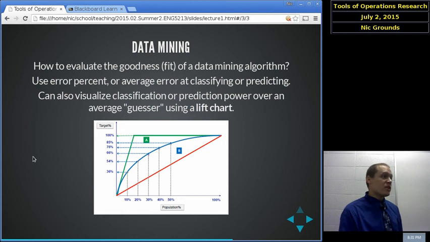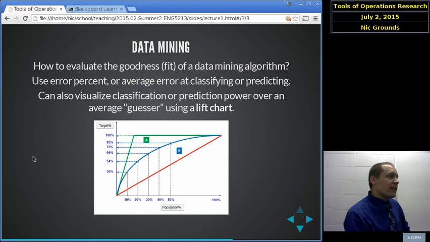Do they usually graduate, or do similar people graduate or not? Yeah, so it's finding that kind of a pattern. Okay, so back to the lift chart. So the blue line represents the data mining algorithm. All you want to see is that it goes higher and has a big gap between that and the red line, okay? That and the straight line.